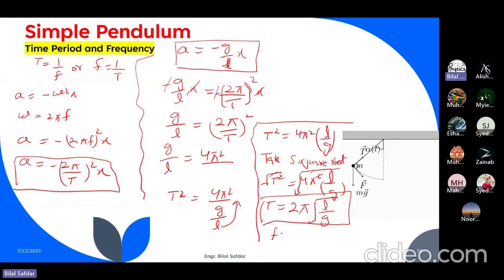And we have to find, in the same way, the frequency formula: f is equal to 1 over T, which is equal to 1 over 2 pi square root of g over l. We have to reciprocate. Any confusion? No, sir, no confusion.